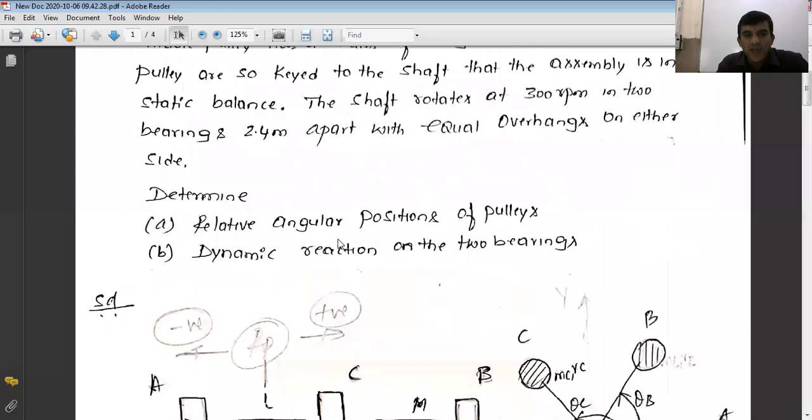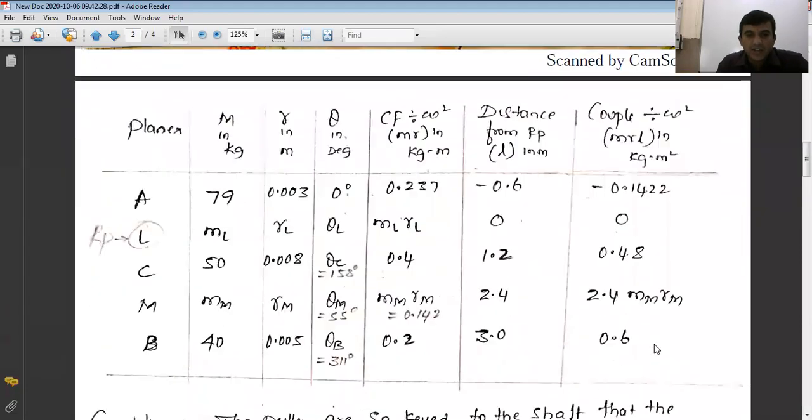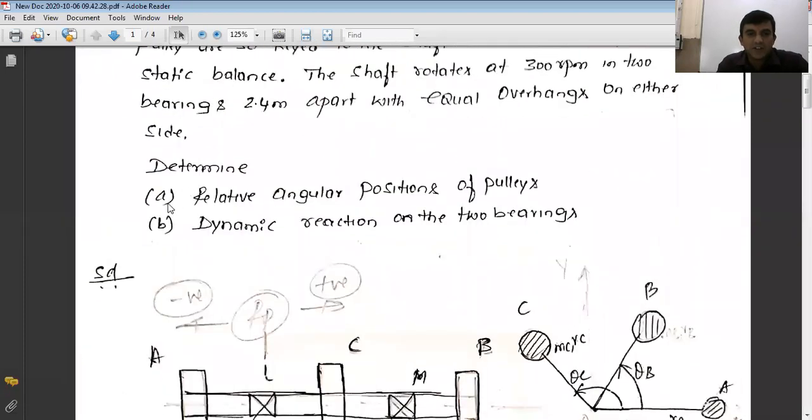What is that? Relative angular positions of pulleys. Theta A is 0 degree. With respect to A, theta B is how much? 311 degree, right? And theta C, how much? 158 degree, right? The first question is over: determine the relative angular position of pulleys.